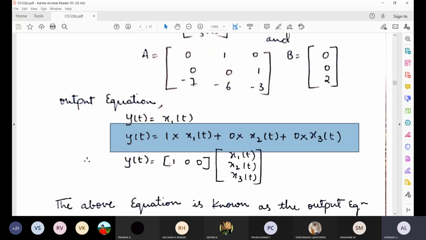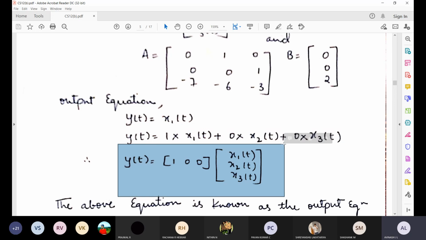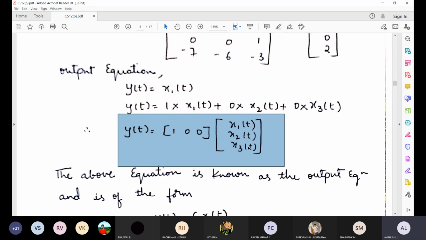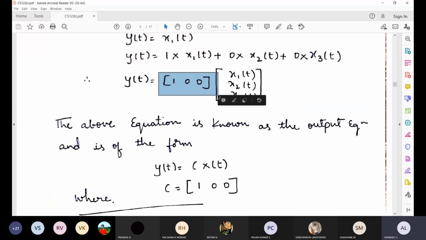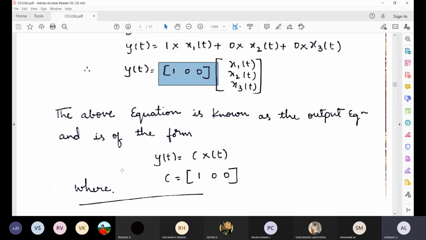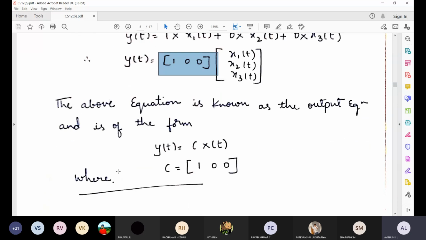Y of t will be equal to 1, 0, 0 multiplied with x1. So this above equation can be represented in the matrix form in this particular way. That is y of t will be equal to 1, 0, 0 times x1, x2, x3. This above equation is known as the output equation, which is in the form y of t equals C into x of t, where C equals the row matrix 1, 0, 0. Clear? So when you represent the given differential equation in this format, you have completed one numerical.